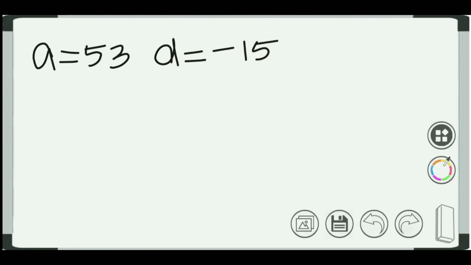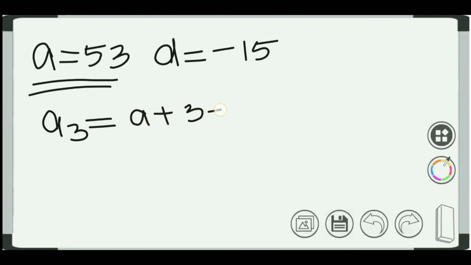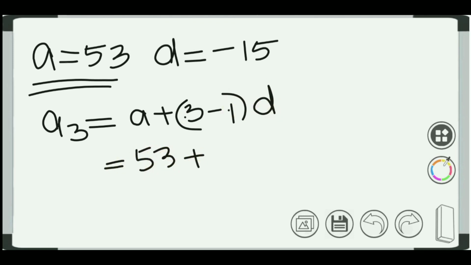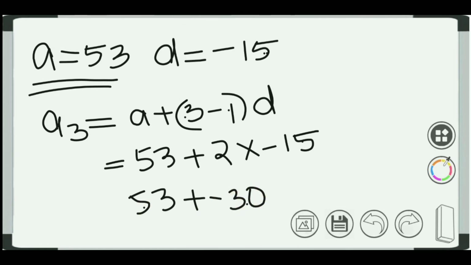So can you find the other terms? What all terms we need to find? First term we need to find. Already we found the first term. A is equal to 53. Okay. Second term is also already given. Third term A3 is equal to, take n is equal to 3. A plus 3 minus 1 into D. What is A? 53. 53 plus 3 minus 1, 2. 2 into D. D is minus 15. 53 plus 15 into 2, 30. Minus 30. 53 minus 30, 23.